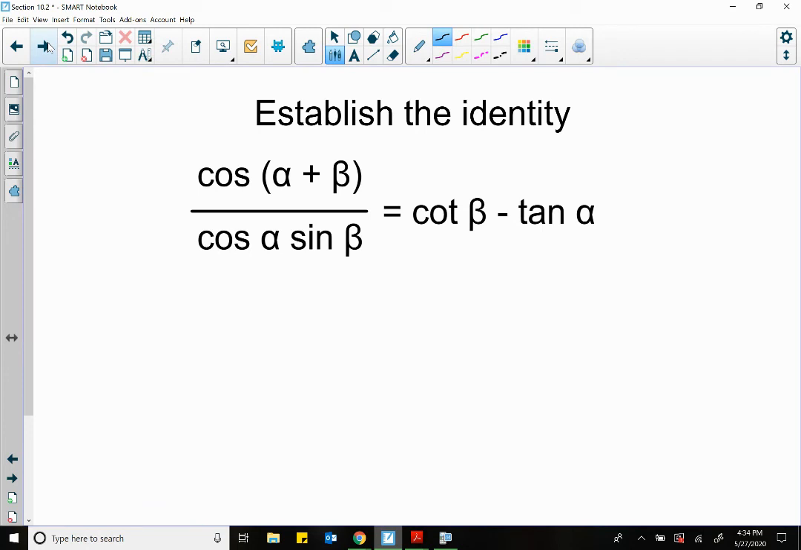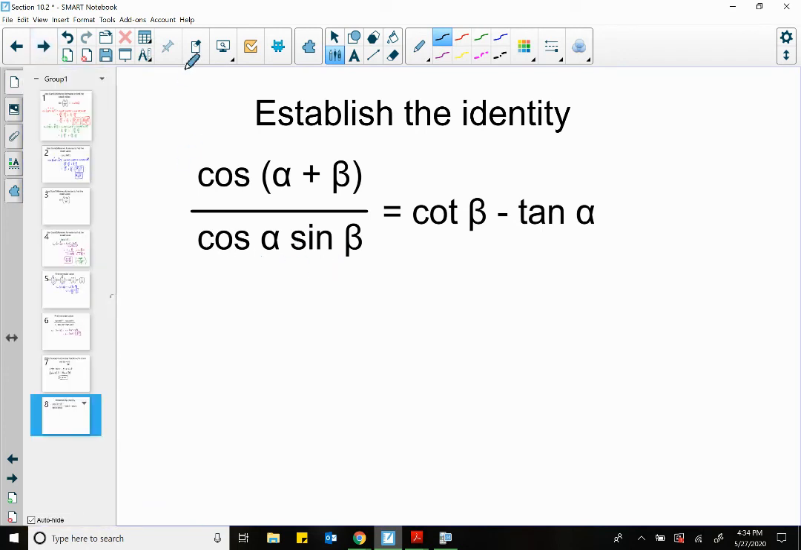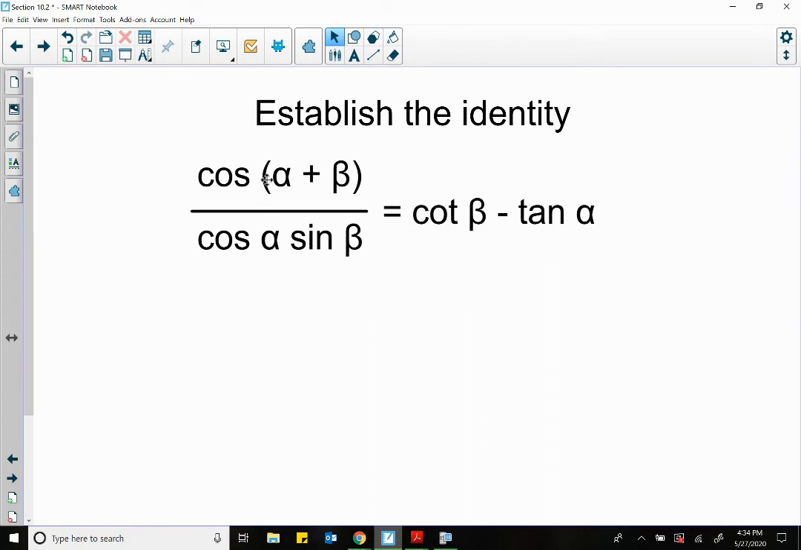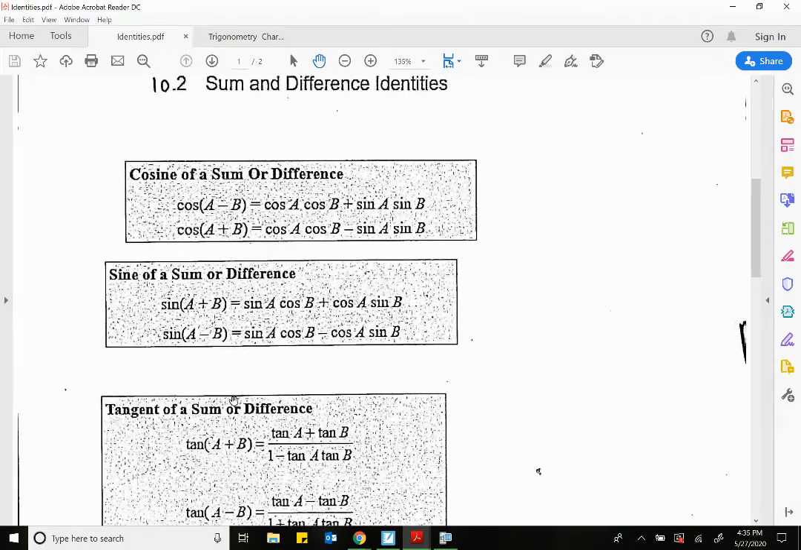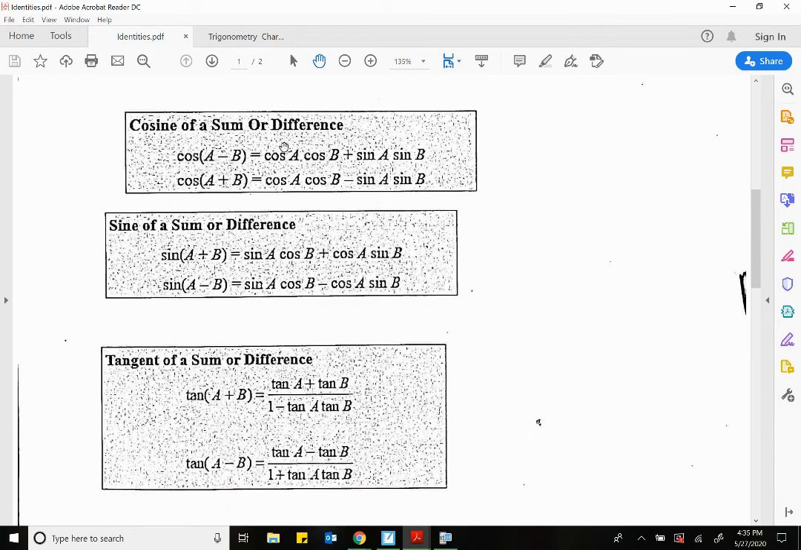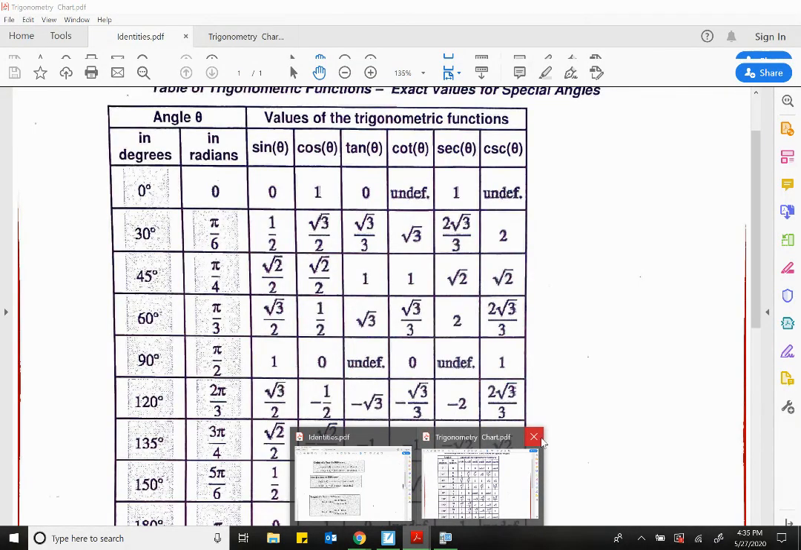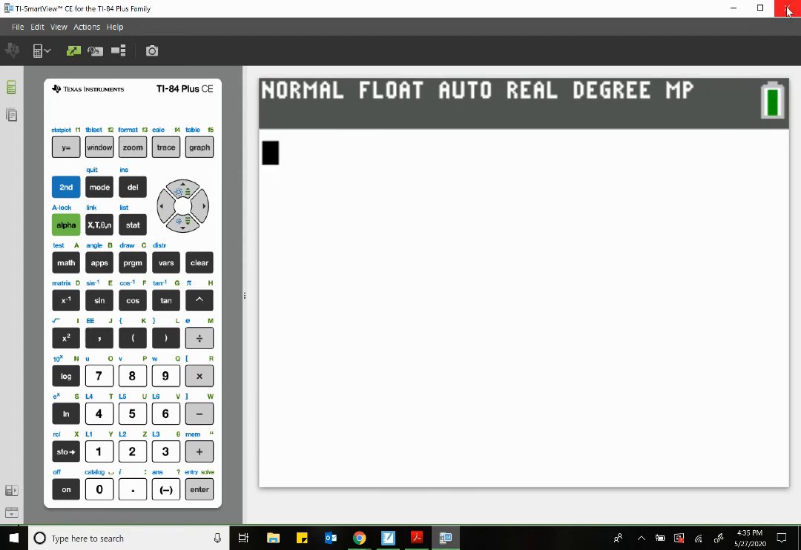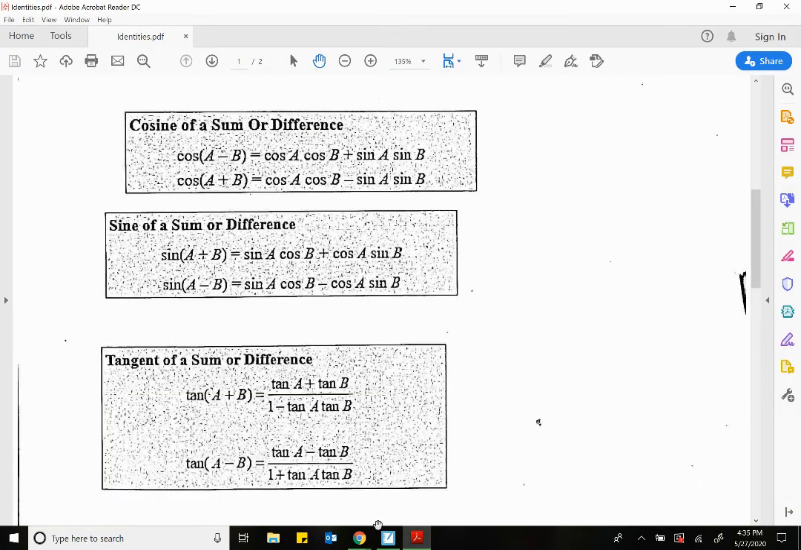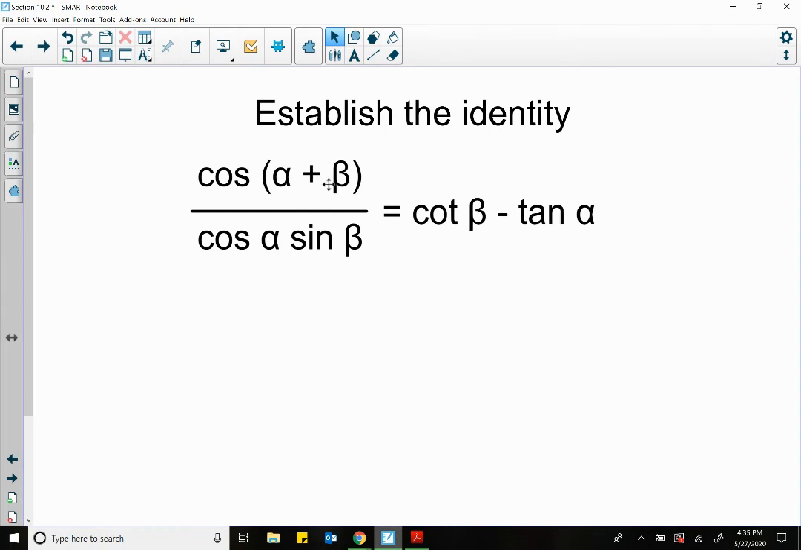And then last but not least, I think this is the last one I have. Again, they go back to what we did in 10.1. Can you verify that this side equals that side? Don't forget, we now have some new identities that we can use. We don't actually need the calculator anymore, so I'm going to get rid of it. When we come back over here and look at this, I see two angles being added up, so I probably want to take this side and mess around with it and change it up. So let's do that.